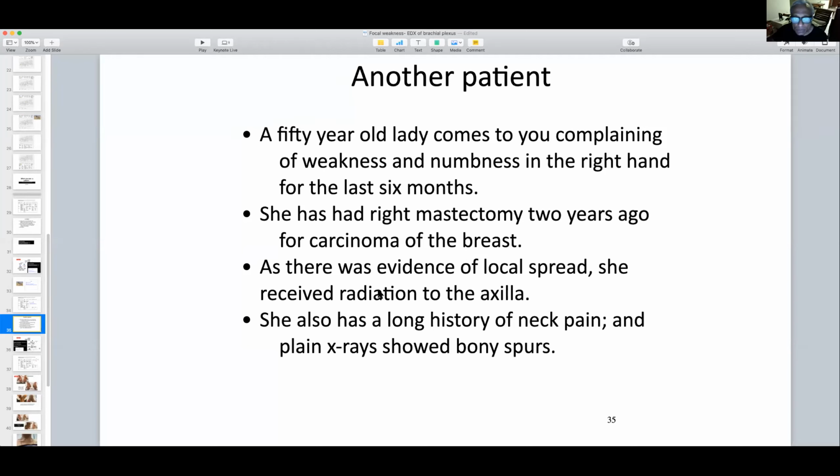There was evidence of local spread, so she received radiation to the axilla. She also has a long history of neck pain, and the general practitioner who sent you the patient has done an X-ray of the neck, and the X-ray shows multiple bony spurs. So again, clinically, they are worried about 2 different pathologies. So let's have a look at her.